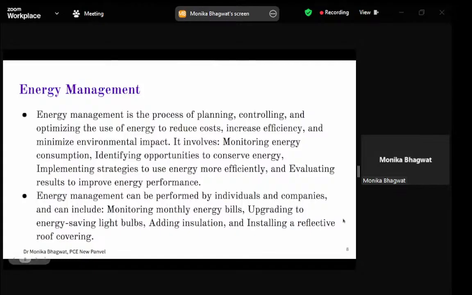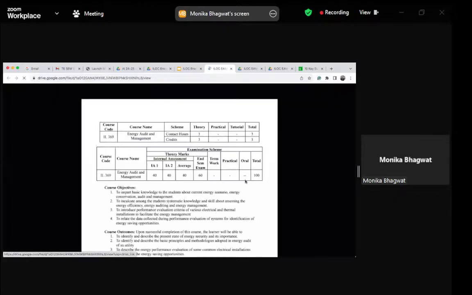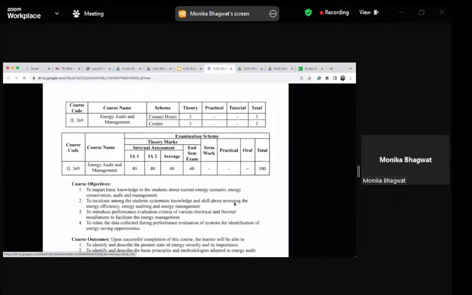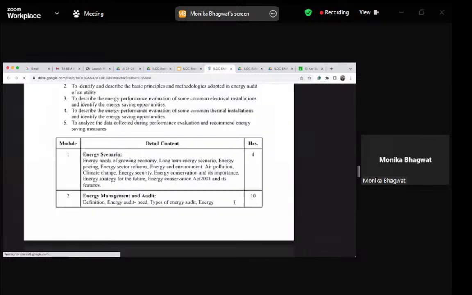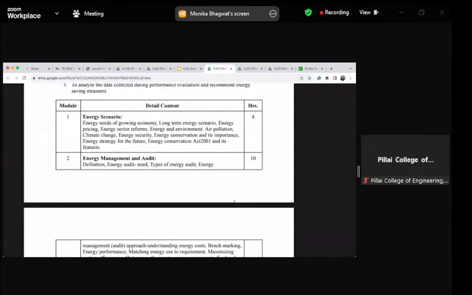Now coming to the syllabus. I'll just share the syllabus copy here. I hope the screen is visible, the syllabus is visible. Yes, ma'am. Yeah. So the syllabus has 6 modules.